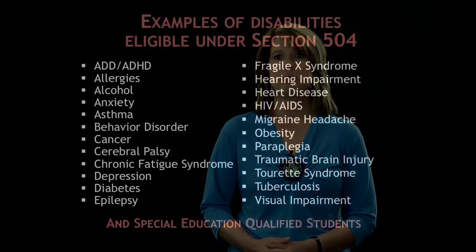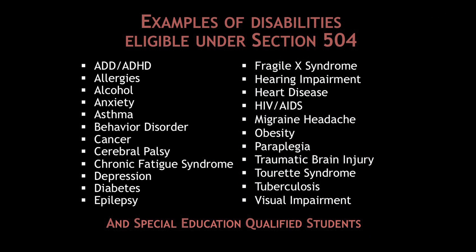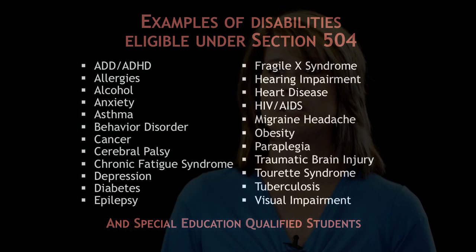Please refer to this next list of different disabilities or conditions. If you have a child with one or more of these conditions, he or she might be eligible under Section 504. An evaluation and further analysis by a team of qualified professionals must take place first before a final decision can be made. And again, please note this list is not exhaustive.